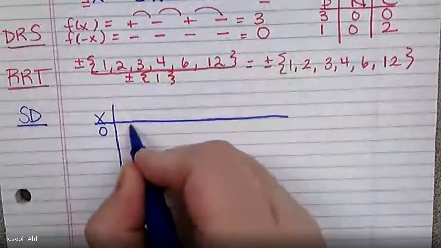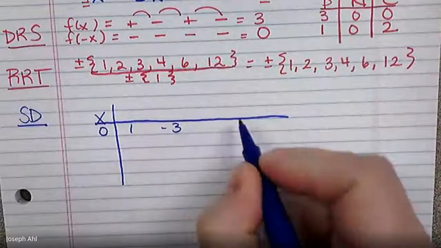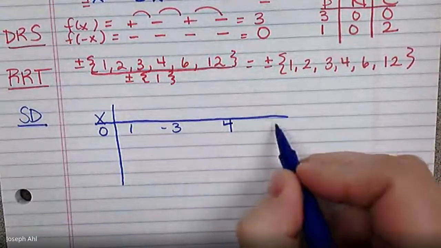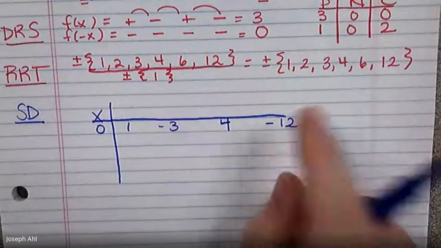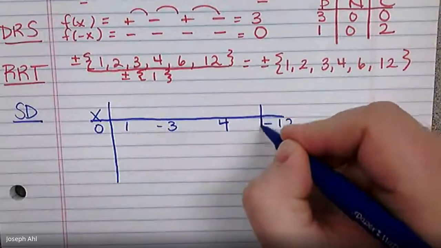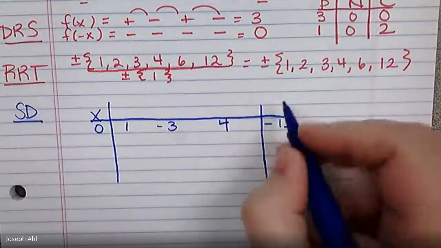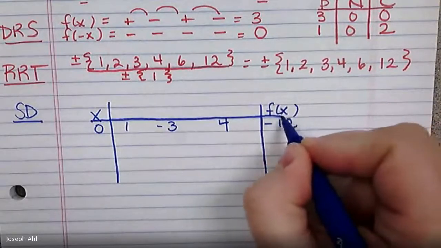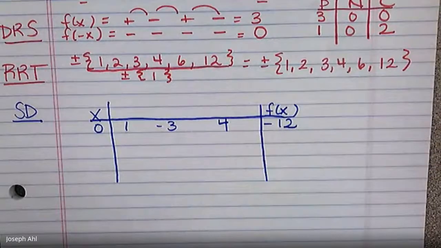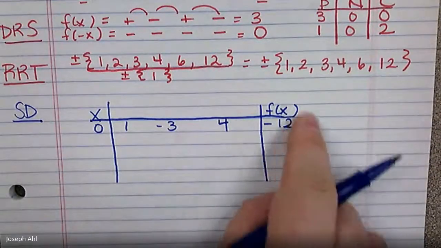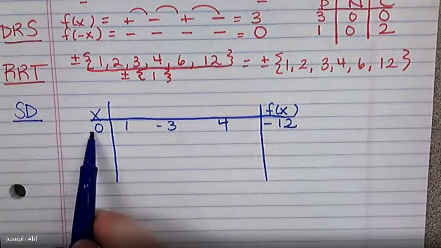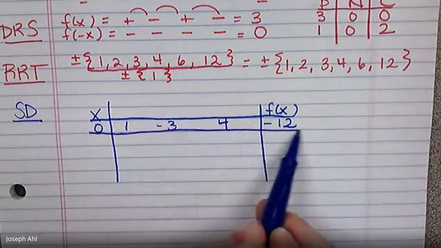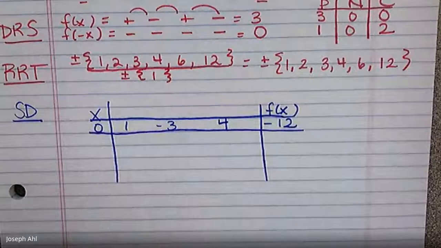So you would get 1, negative 3, 4, and then the last coefficient, which is negative 12. We know that's the remainder, so we're going to separate the remainders in another column on the right. I'm going to call that column on the right f of x, because we know the remainder in synthetic division goes with the y value given this x value that was tested over here.